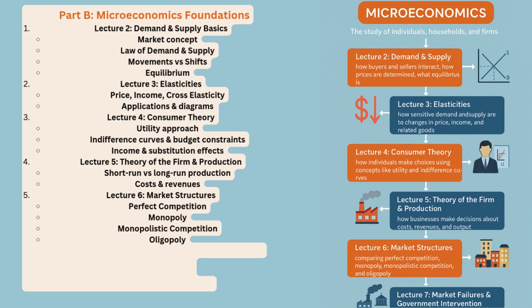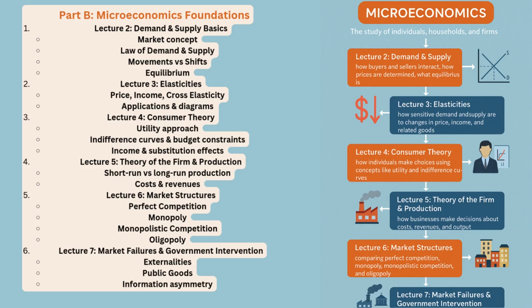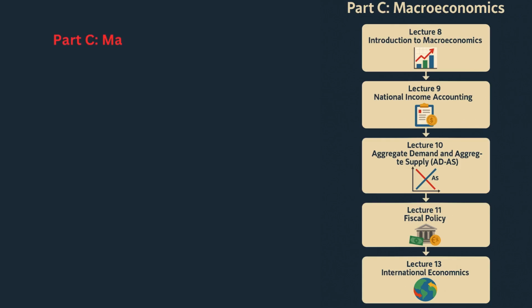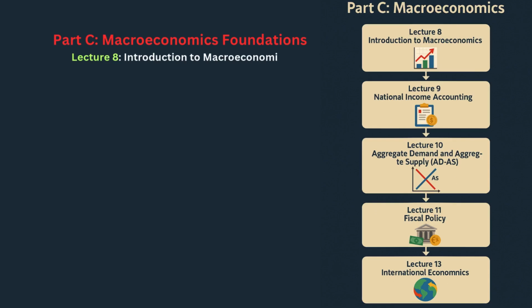Then in lecture 7, market failures and government intervention. So what happens when markets don't work efficiently, like with pollution or public goods, and how governments step in. So by the end of microeconomics, you will understand how markets operate, how firms behave and where government regulation is needed. So students, then we shift to macroeconomics, which looks at the economy as a whole.